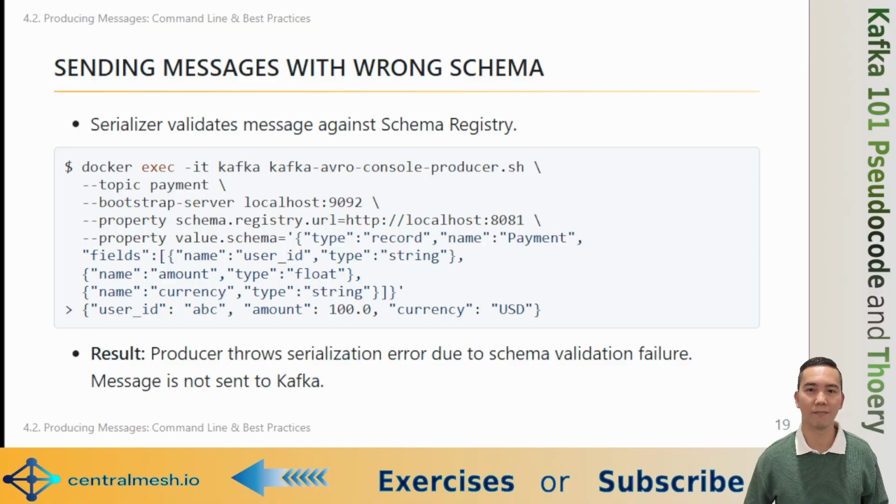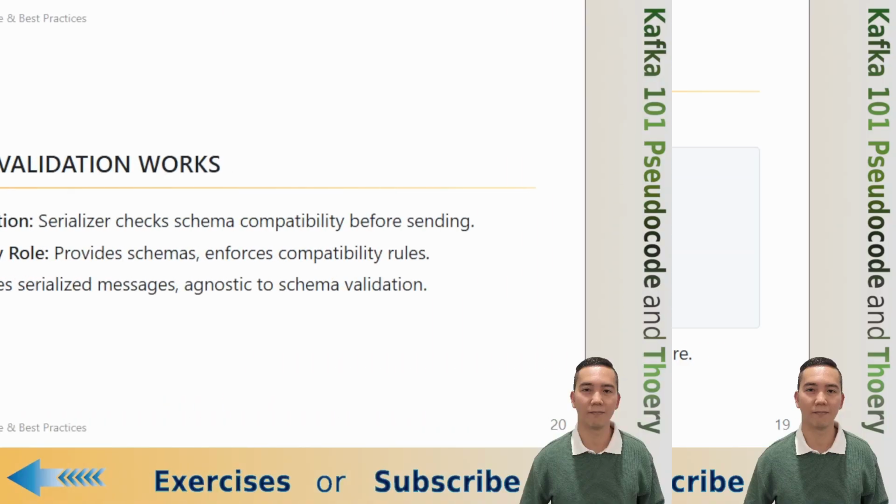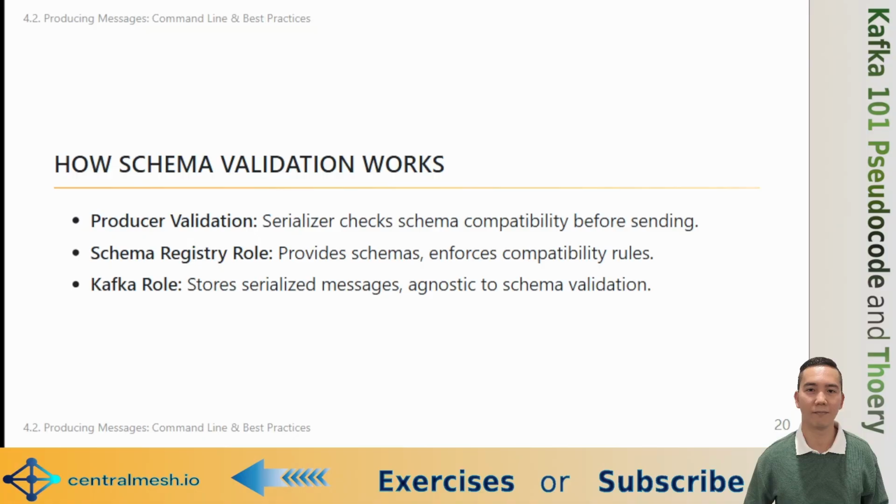This ensures that invalid data is never sent to Kafka, maintaining the integrity of the messages in our topic. It's a great example of how schema validation acts as a gatekeeper for data quality. No message will reach Kafka in this scenario, protecting the consumers from handling bad data. Schema validation is a critical part of ensuring data consistency.